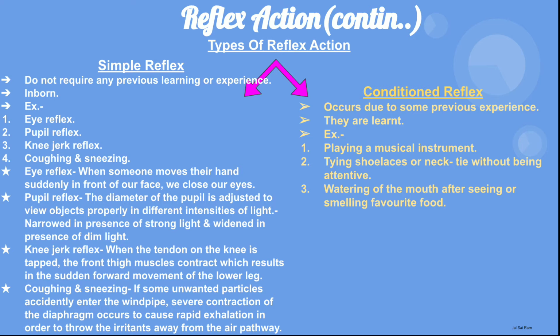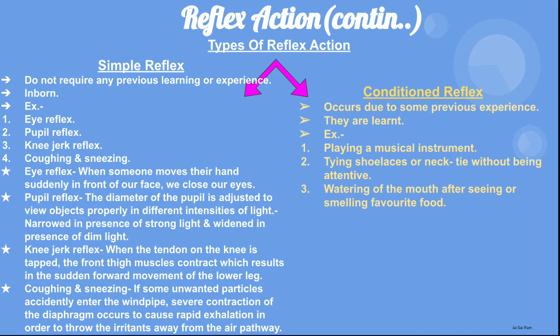For example, eye reflex, pupil reflex, knee jerk reflex, coughing, sneezing. You don't need to learn them or experience them. It happens like that. So for example, the eye reflex: when someone moves their hand suddenly in front of our face, we close our eyes. We don't learn to close our eyes, no. So this is the simple reflex.